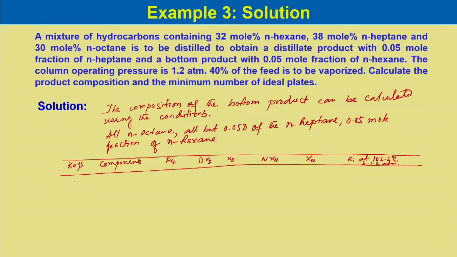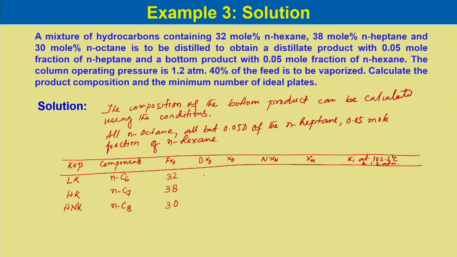So, what are the key components? Light key, heavy key and heavy non-key. The components are NC6, NC7, NC8. As per the feed conditions given, the feed compositions are 32, 38 and 30.